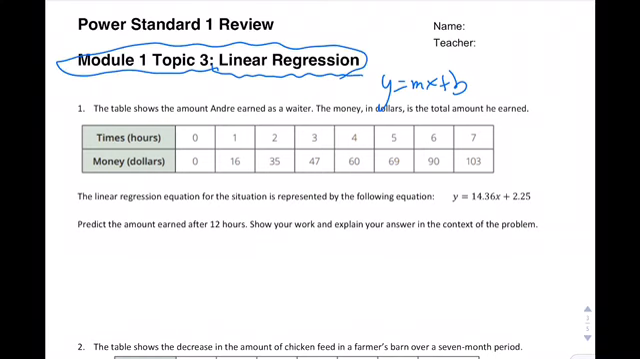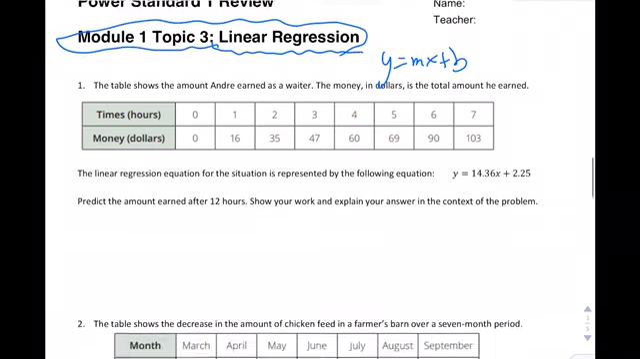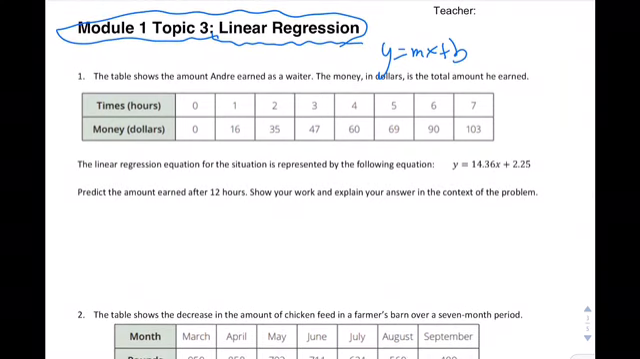Alright, so linear regression. Let's look at number 1. The table shows the amount Andre earned as a waiter. The money in dollars is the total amount he earned. So here we have a situation. If Andre works 0 hours, well, he hasn't worked anything, so he hasn't gotten any money. But after the first hour, he actually got a tip of $16. Second hour, 35, and so on.